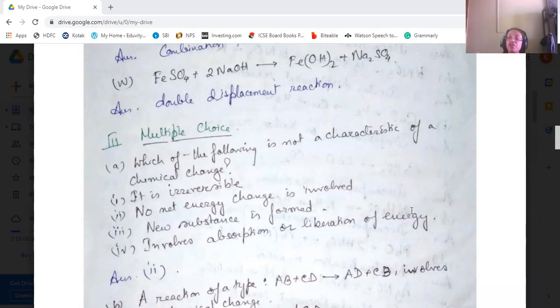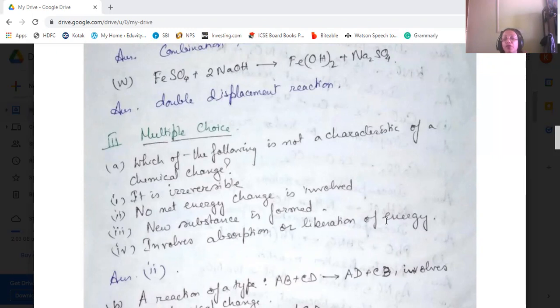When there is a chemical change, there's a new substance formed. And during a chemical change, there is either absorption or liberation of energy. So the first, third and fourth are the three characteristics which are correct, which match a chemical change. But the second one, that no net energy change is involved, is not a characteristic of a chemical change. So that will be the answer.